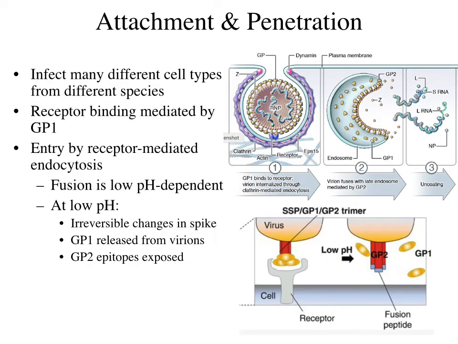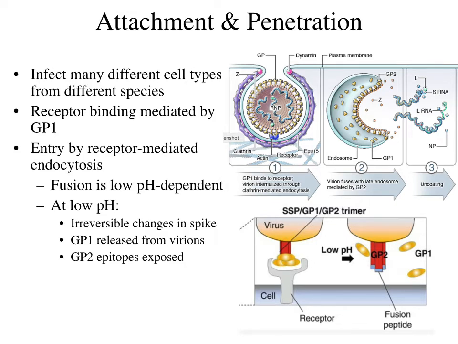The virus is capable of infecting many different cell types from many different species. The receptor binding is mediated by GP1. Remember, the spikes are composed of GP1 and GP2. So what happens here is the mature GP trimer covers the virion surface, or we virologists like to say decorates the virion surface, and binds with cellular receptors.